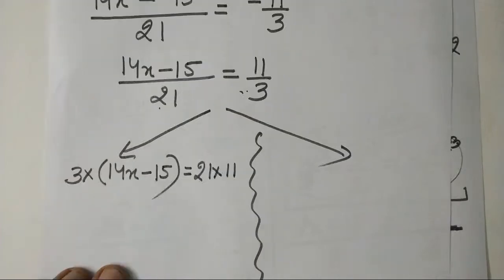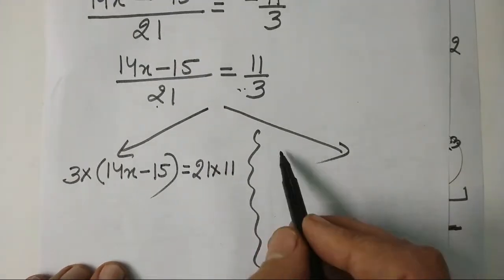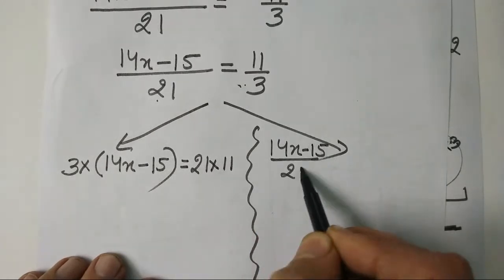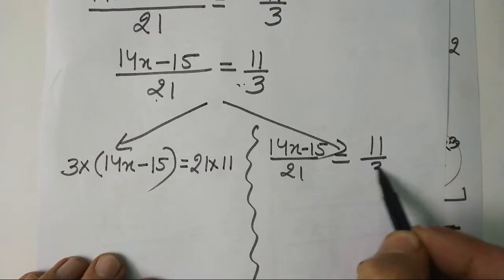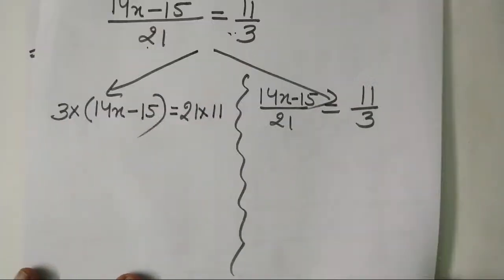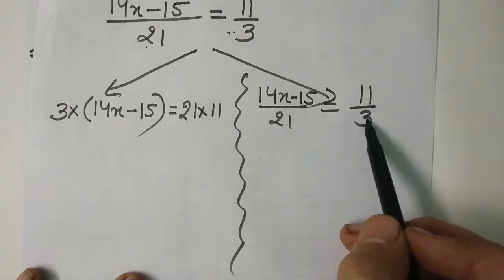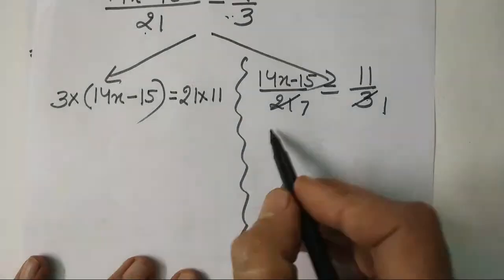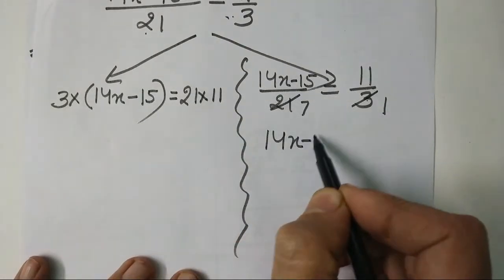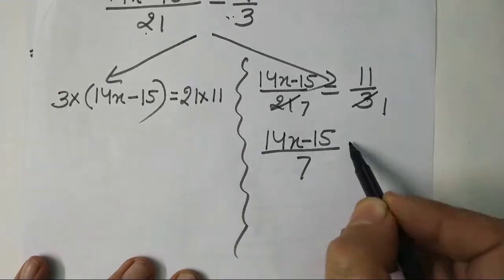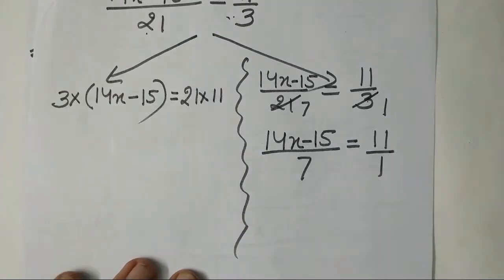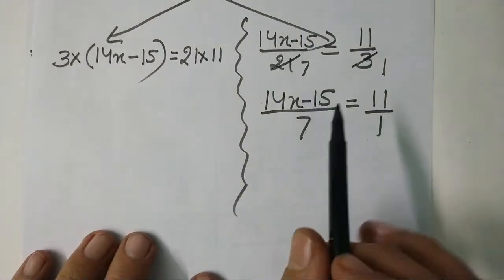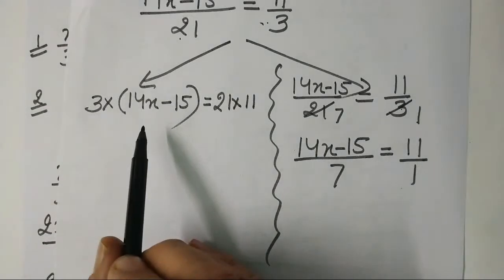So what is the fast method? The fast method is that 14x minus 15 upon 21 is equal to 11 upon 3. Since both fractions, left side and right side, have 3 and 21, I will reduce them. 3 ones are 3 and 3 sevens are 21. So now my question becomes 14x minus 15 upon 7 is equal to 11 upon 1. So I have reduced the numbers and I will multiply by a smaller number. If you are confused in this, then follow the normal method.